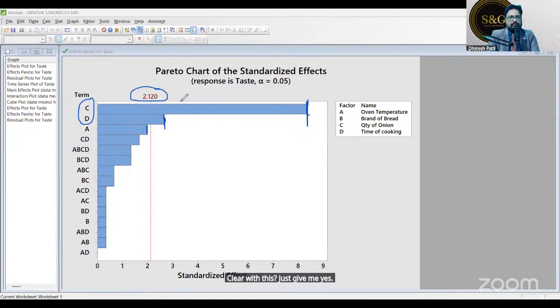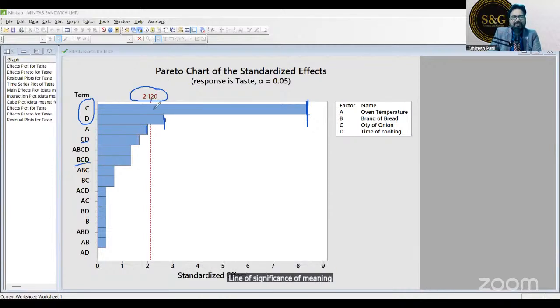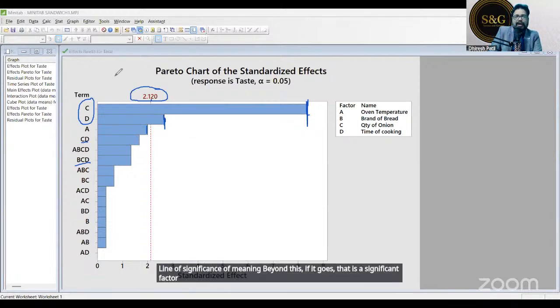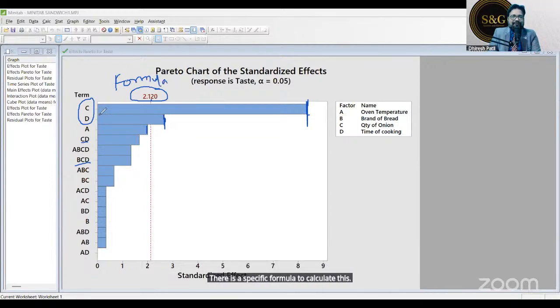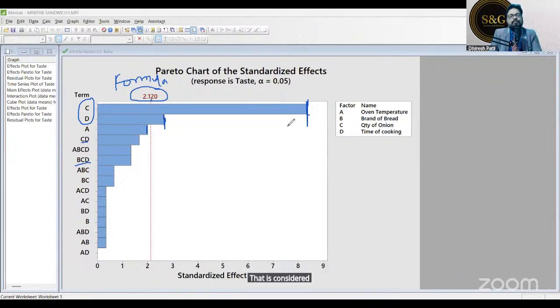Okay, now look at this. So A, B, C, D. What is the line of significance? Beyond this, if it goes, that is a significant factor which is contributing. There is a specific formula to calculate this. So any factor, any standardized effect that goes beyond the line of significance is considered a significant factor.